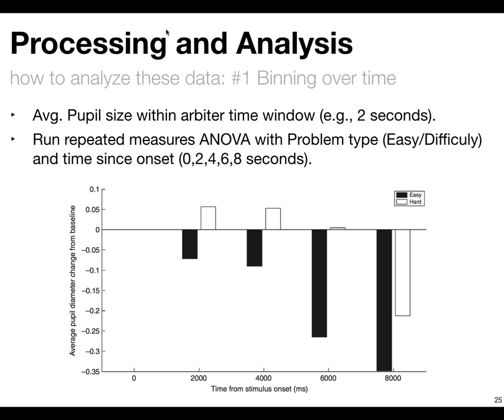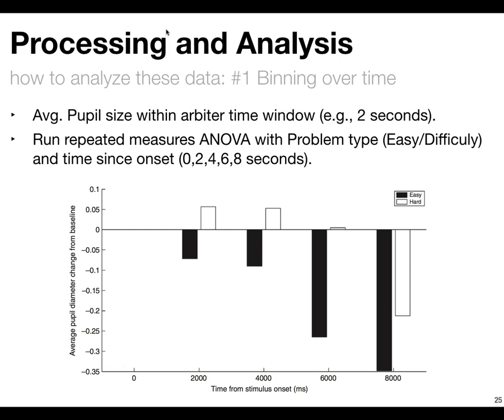In a hard condition, much like we saw in the data, you've got a pupil dilation initially, and then it starts to constrict after 8 seconds. What's nice about this, and why most people prefer doing this, is that you can just shove that into a simple repeated measures ANOVA, where you've got your manipulation in one group, and then change over time as the other. Simple, easy, run an ANOVA, get your result. So that's how most pupillometry data is analyzed.